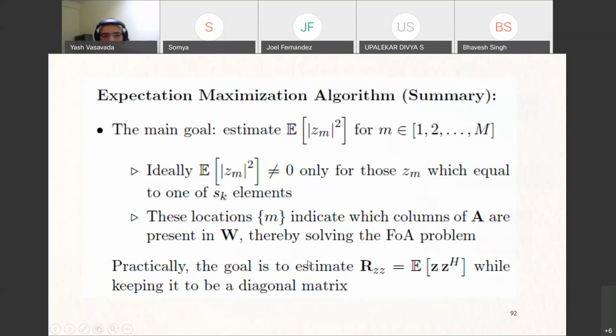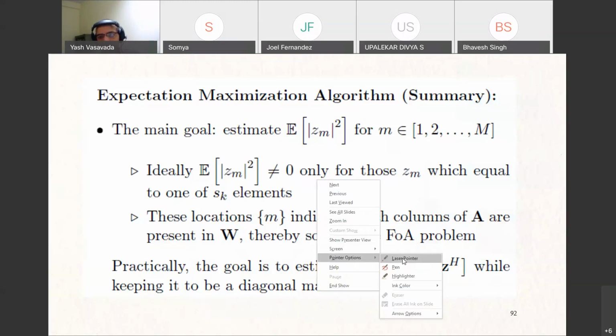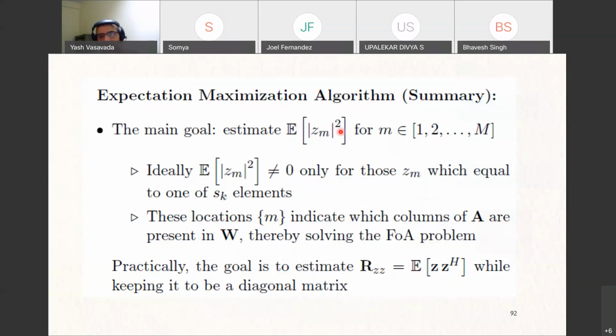Now, the way we can restate this problem for all values of M is to say that maybe we can form the correlation matrix of Z and just look at its diagonal elements, because it will have a total of M diagonal elements exactly equal to this expected value of Zm squared. Okay, so this is the parameter of interest, which is captured in the diagonal of this RZZ matrix.